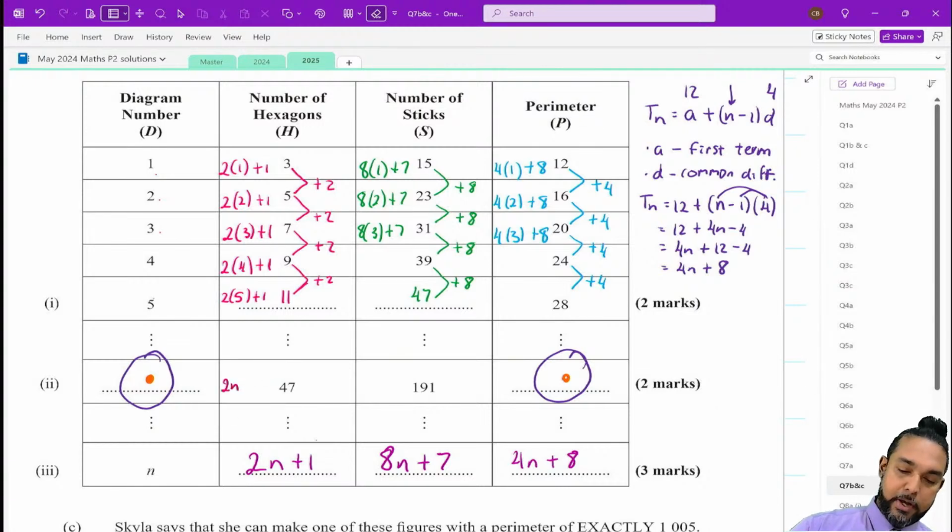Right, so 2n plus 1 is 47. So the first thing to do is to minus 1 from both sides, right? So 2n would be equal to 46. And then to solve for n, I'd have to divide by 2. So n would be 23.